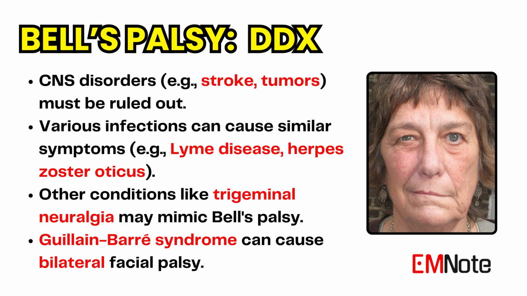Differential diagnosis. Diagnosing Bell's palsy requires careful consideration of other conditions that can cause facial paralysis. The differential diagnosis includes central nervous system disorders such as stroke, CNS tumors, and meningioma, infections, including Lyme disease, herpes zoster oticus, HIV, meningitis, and others, and various other conditions such as trigeminal neuralgia, facial nerve schwannoma, parotid gland tumors, and Guillain-Barré syndrome, among others.